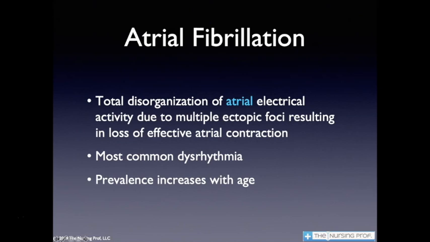Atrial fibrillation, on the other hand: we saw the sawtooth pattern in atrial flutter. In atrial fibrillation, we have total disorganization of atrial electrical activity due to multiple ectopic foci, resulting in a loss of good, strong atrial contraction. We've completely lost our atrial kick. That means we're going to lose at least 30% of the blood that's getting to the ventricle. In other words, we'll lose about 30% of our cardiac output as a result of not having the atrial kick in atrial fibrillation.